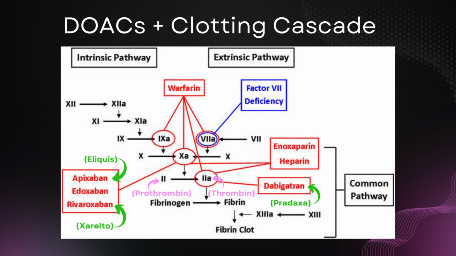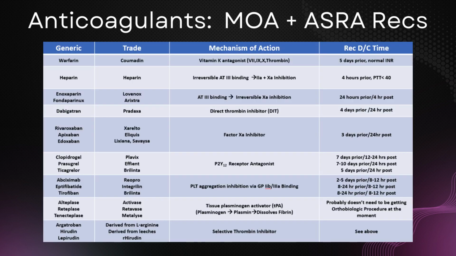If thrombin is not available, fibrinogen can't be converted into fibrin, and cross-linking of fibrin will not occur, preventing the formation of blood clots. Here is a summary list of all the different anticoagulants with their mechanisms of action.